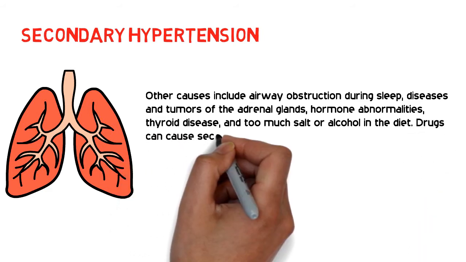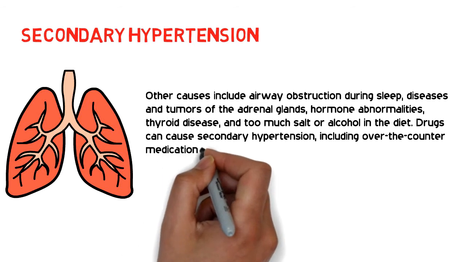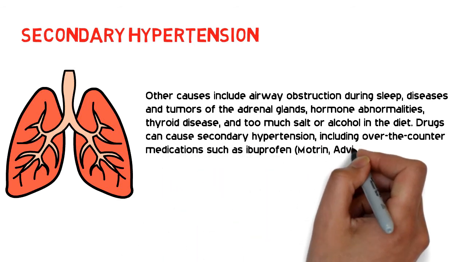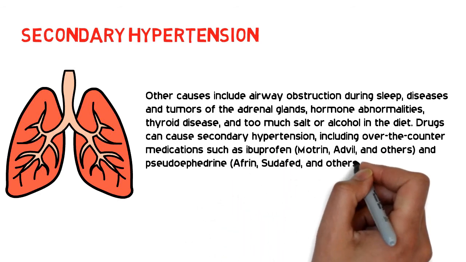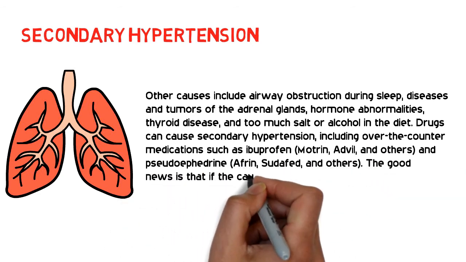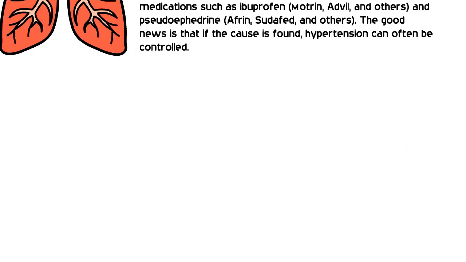Drugs can cause secondary hypertension, including over-the-counter medications such as ibuprofen, Motrin, Advil, and others, and pseudoephedrine, Afrin, Sudafed, and others. The good news is that if the cause is found, hypertension can often be controlled.